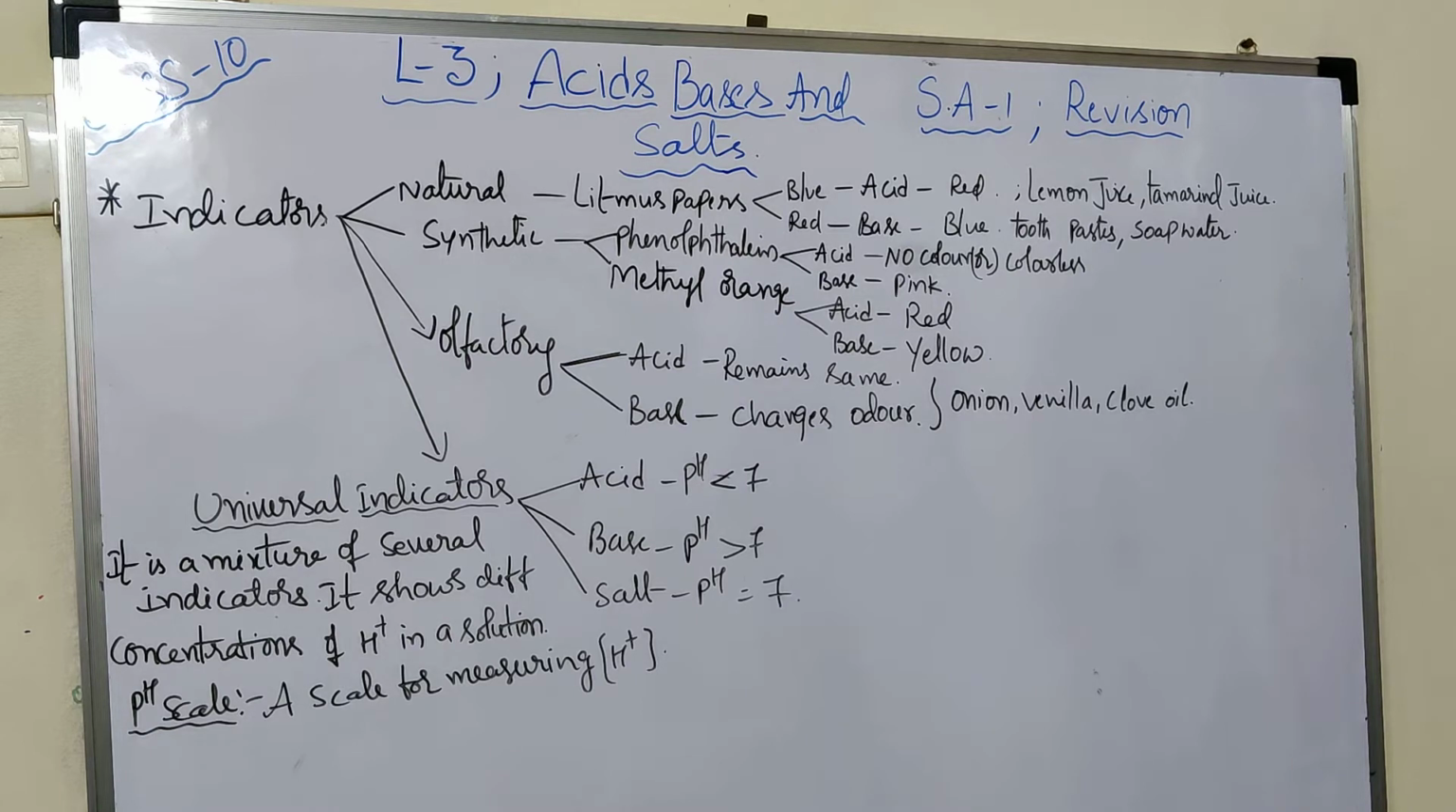Coming to the natural indicators. These indicators are prepared from naturally occurring substances. Examples are litmus papers, red cabbage, and turmeric powder. There are two types of litmus papers, blue and red. Acids change blue litmus to red, and bases change red litmus to blue.